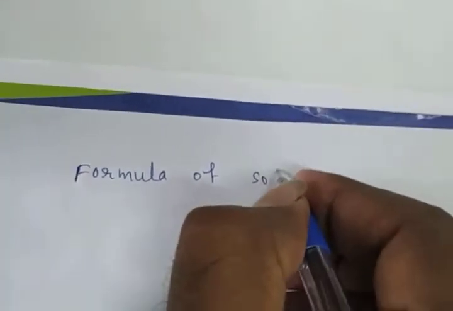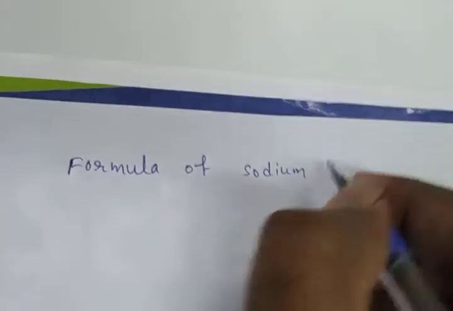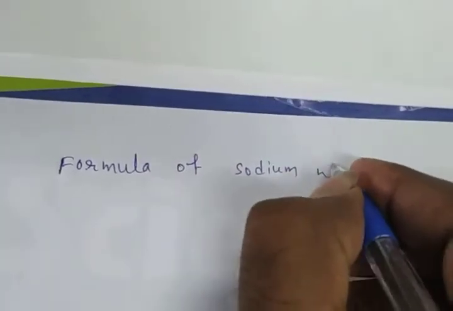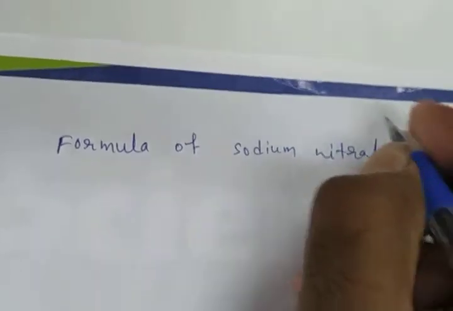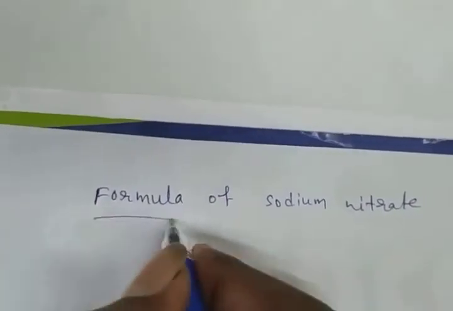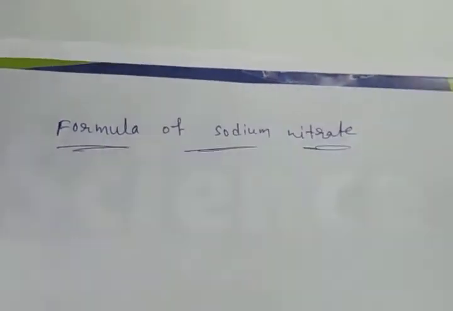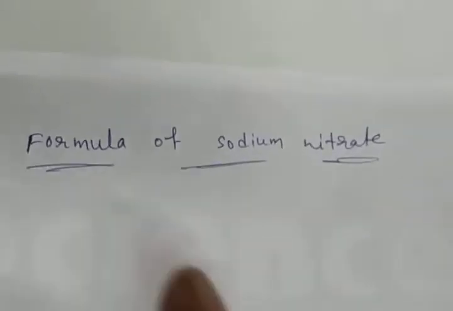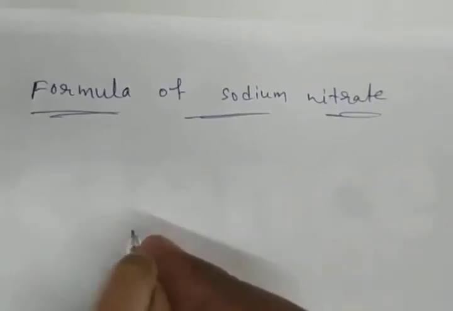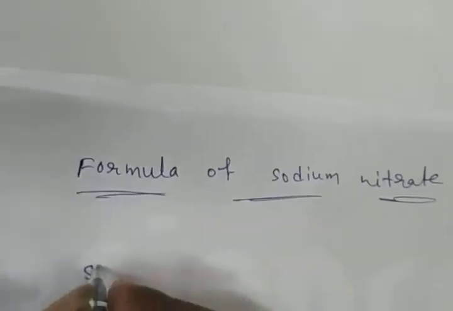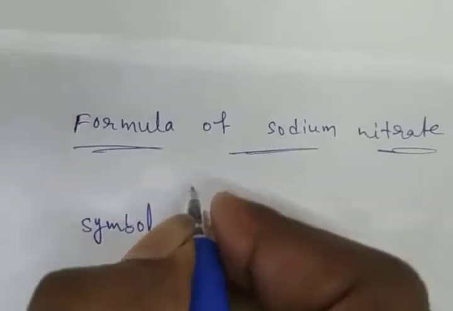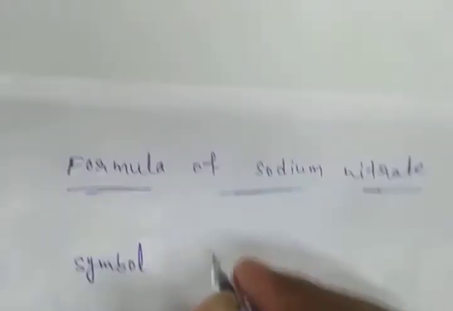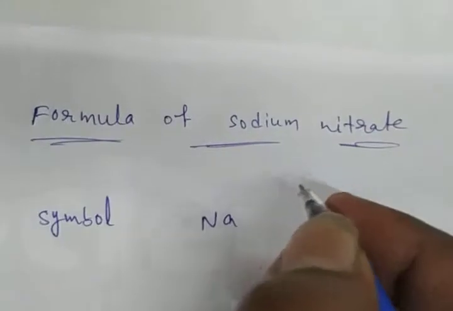Formula of sodium nitrate. Okay, formula of sodium nitrate. How can we write the formula of sodium nitrate? Same method we have to follow. Here, first we have to write the symbol and charges. Symbol. What is the symbol of sodium? Na. What is the symbol of nitrate?